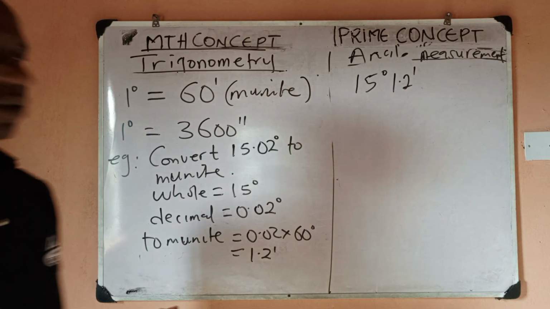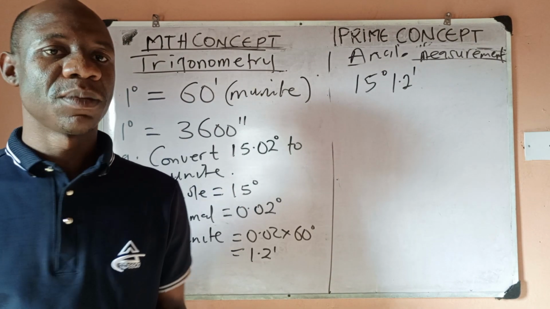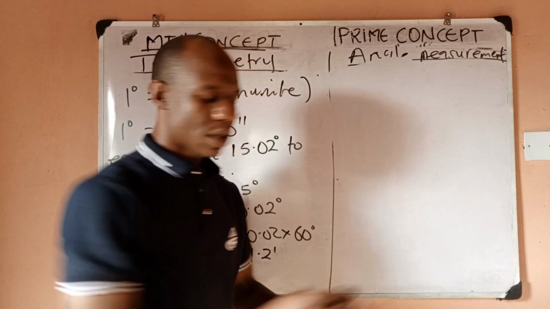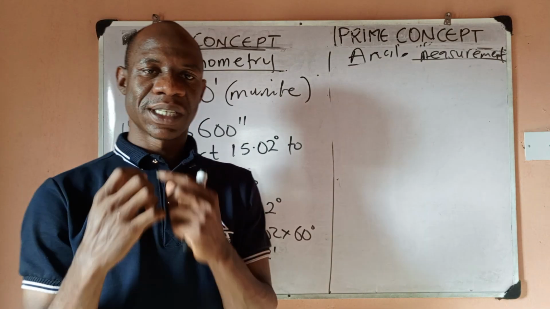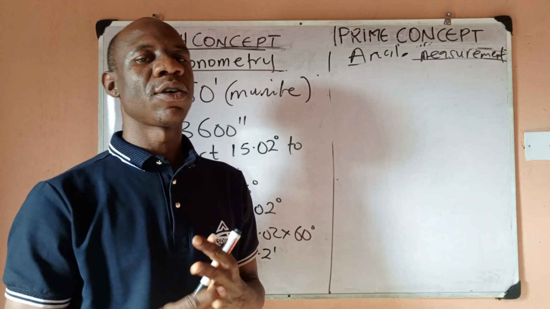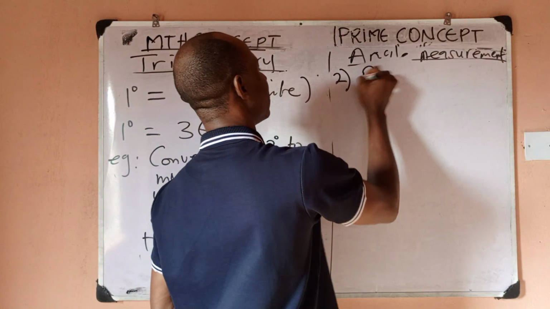So the next thing we'll be considering is the second angle measurement, which is radian. Remember, we've said that angles can be measured in degree, and under degree we can have the sub-parts, which are minutes and seconds. The second way we can measure angle is radian.